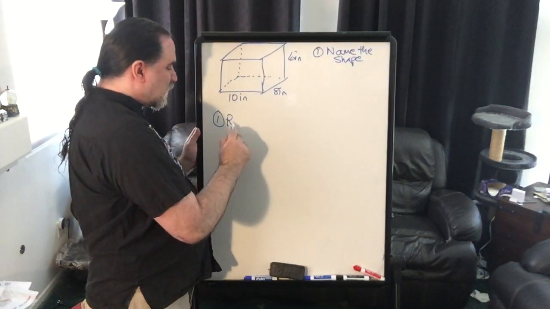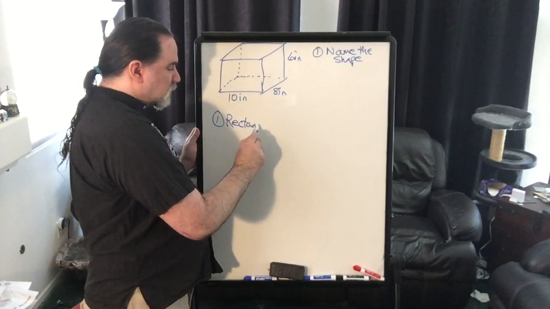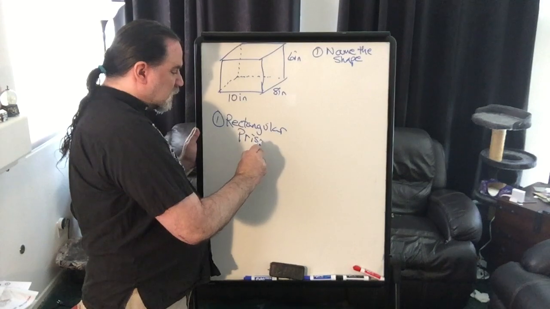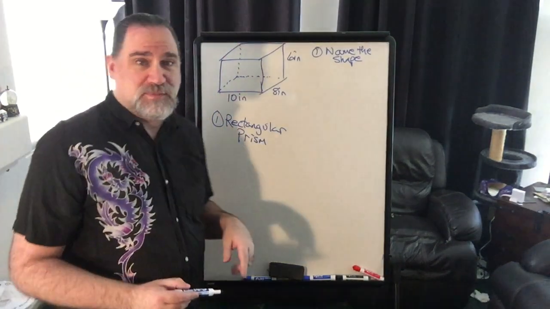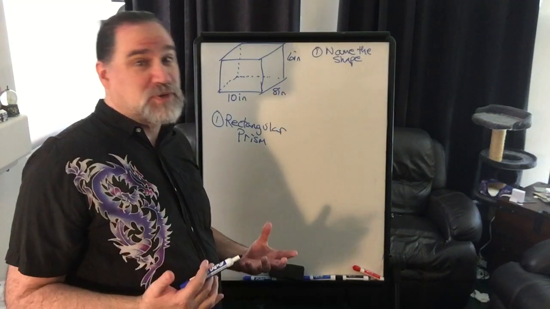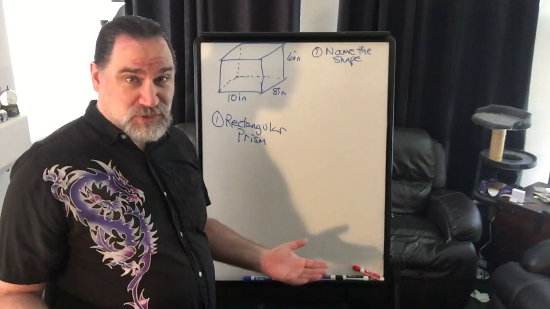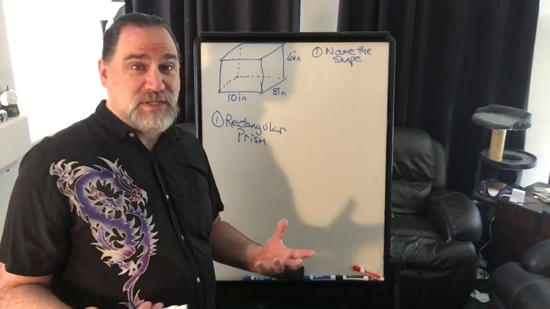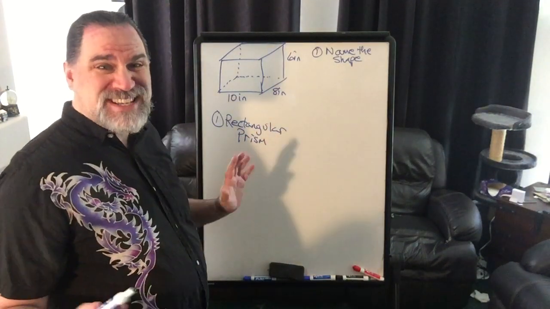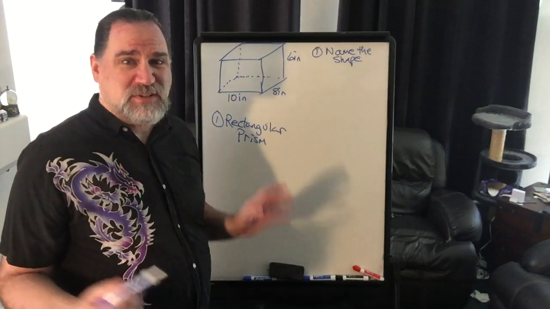So we're going to call this a rectangular prism. And both of those things actually tell us something. The rectangular part tells us the base is a rectangle, and the prism part tells us it's a 3D object where the other sides are also rectangles. That's what a prism is. Okay, so a lot of information is right there just in the name, which is why we spend that second.